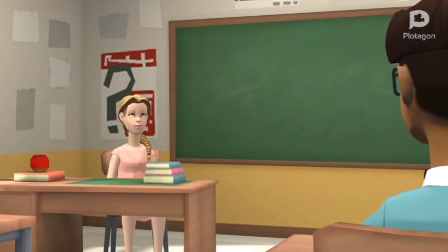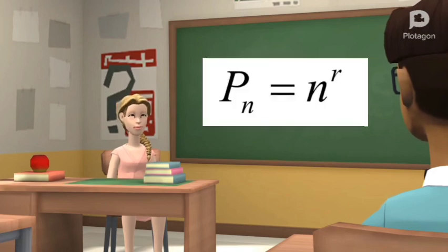5. Repeated permutation. In repeated permutations, the order is still considered, and the elements may be repeated. Mathematically, it is formulated as follows: P equals n to the power of r.